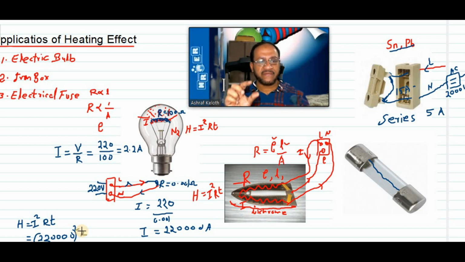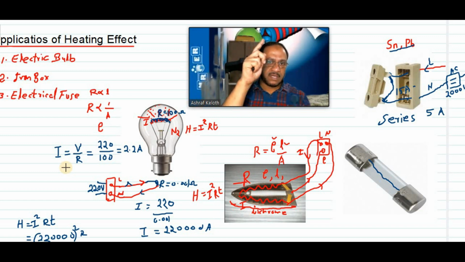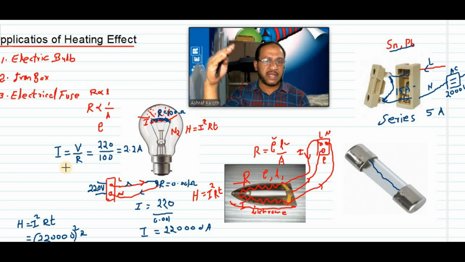So what will happen if the live wire and neutral come in direct contact? Through the circuit wiring, the current will flow at a very high value because of the low resistance. You can see from the Ohm's law equation, if resistance is very low, current will be very high. And because of that very high current, the entire circuit will start burning. Along with that, the entire building will start burning.